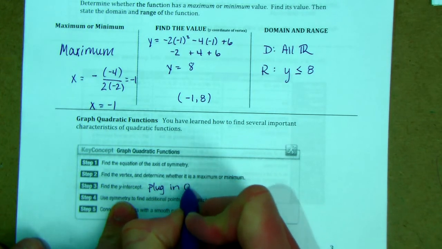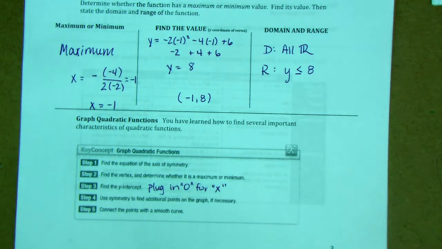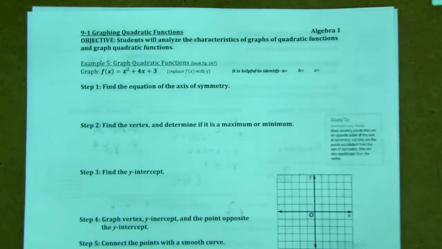And then we're going to use that line of symmetry and connect the points. Now I'll show you what that means. So we are now on page 4 of our notes. So check this one out. So A is 1, B is 4, C is 3.